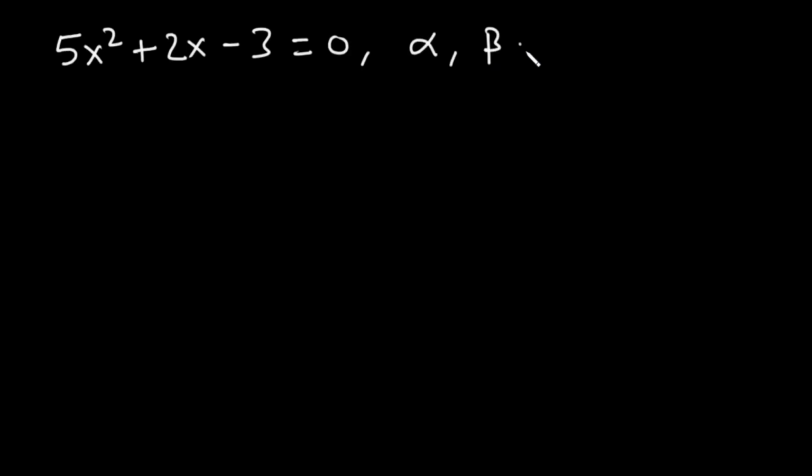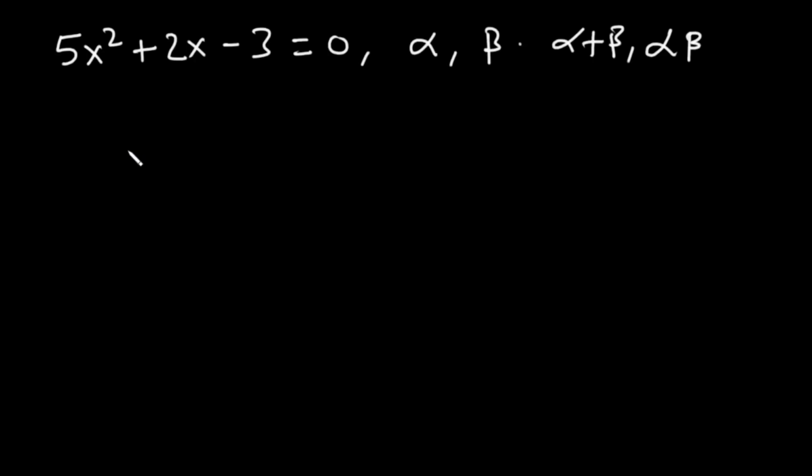Now let's solve an example. If the roots of the quadratic equation 5x squared plus 2x minus 3 is equal to 0 are alpha and beta, let's find the values of alpha plus beta and alpha beta. So those represent the sum of roots and the product of roots.